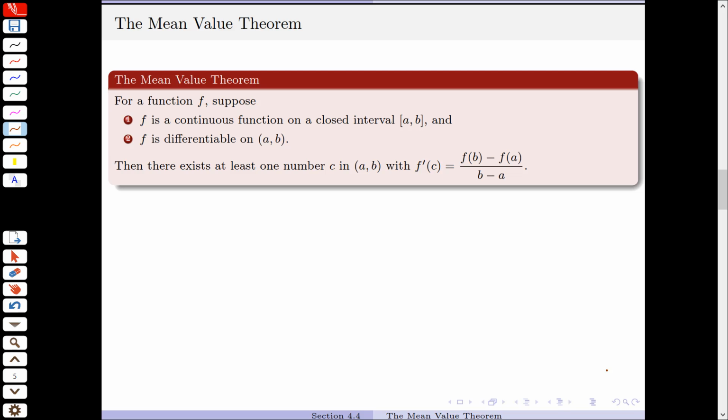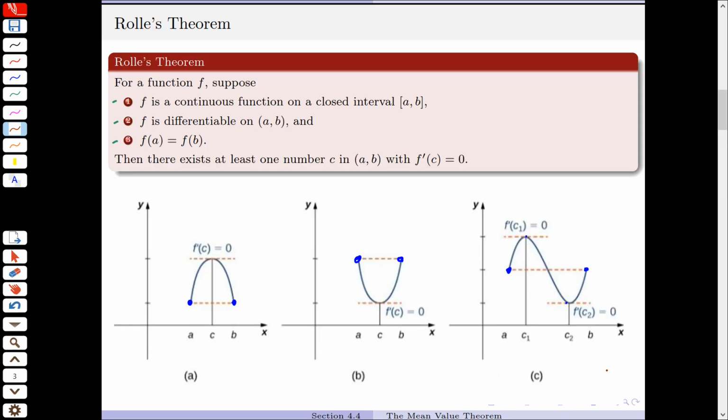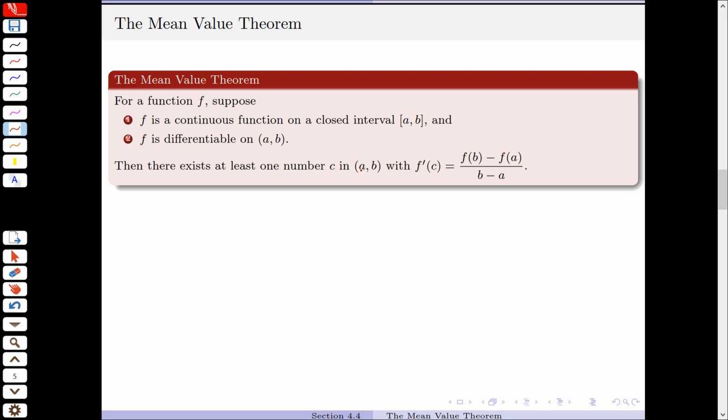So the mean value theorem is a broader theorem, right? It applies in a broader range of cases, which means that the conclusion is going to be a little bit less specific. Here I am more specific about the functions I'm talking about, so I can have a more specific conclusion. Here the conclusion is a little bit less specific, but what that means is that anything that I can apply Rolle's theorem to, we can also apply the mean value theorem to.